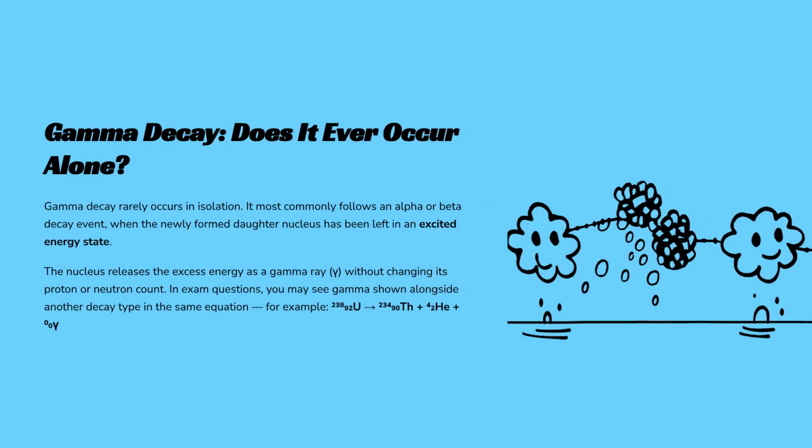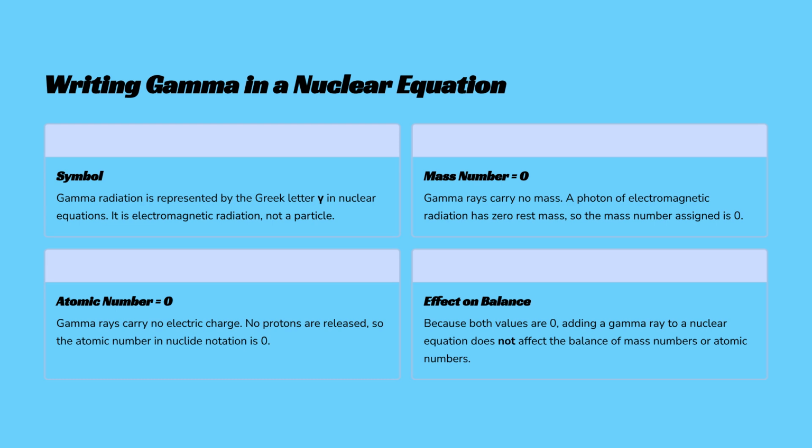Gamma decay rarely happens alone. It usually follows alpha or beta decay. When a daughter nucleus is in an excited energy state, it releases a gamma ray to stabilize without changing its proton or neutron count. In equations, gamma radiation is represented by the Greek letter gamma. Because it is electromagnetic radiation rather than a particle, it has no mass and no charge, meaning it doesn't affect the balance of your equation.